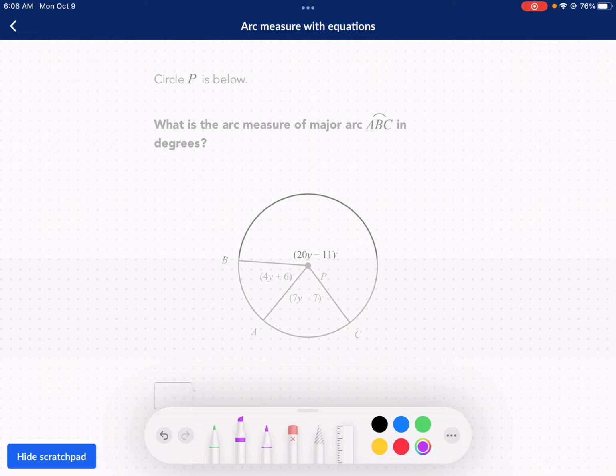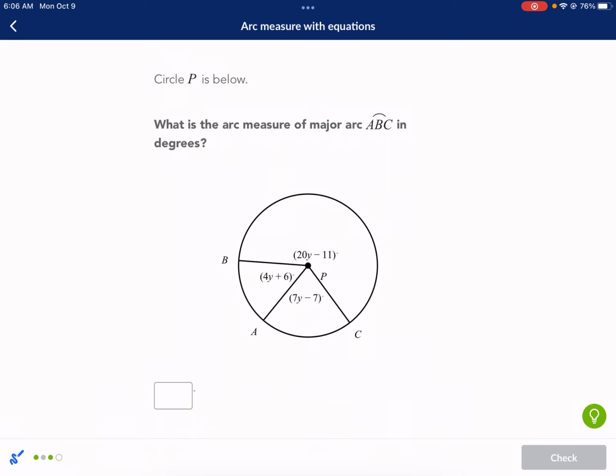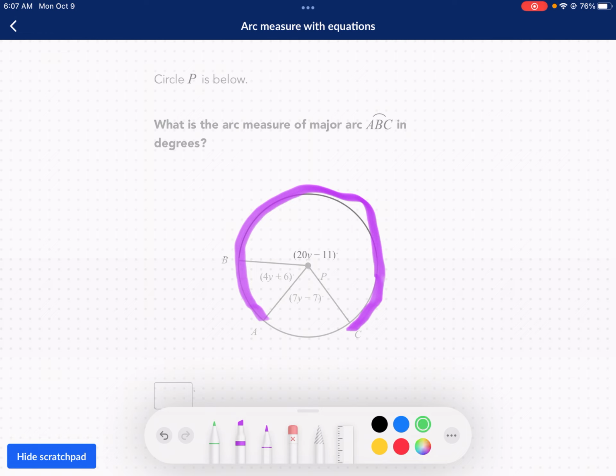So, we're trying to find ABC. It's good to highlight what we're looking for. You can see I'm really good at tracing. ABC here, and circle P is below. It gives us no other information. So from here, we just have to find those measurements. All right, here's what I can tell right from looking at this: it gives us every angle in the circle. Based on this, I know that I can add these three angles up together, and it's going to equal 360. Not ideal, but we can do it.